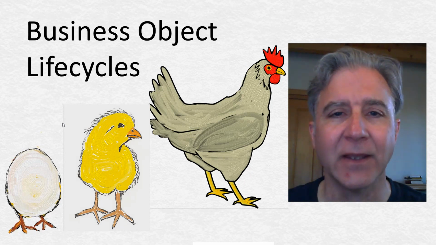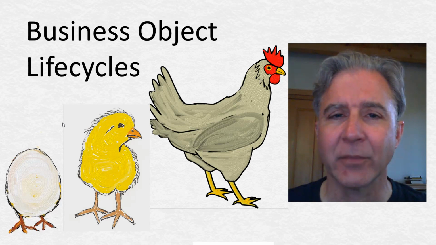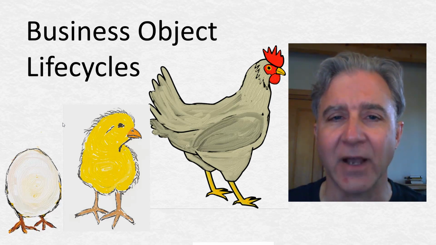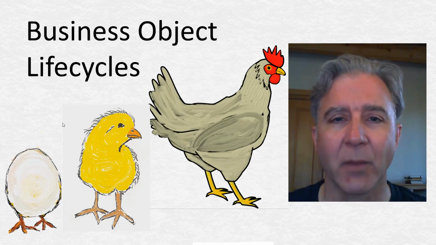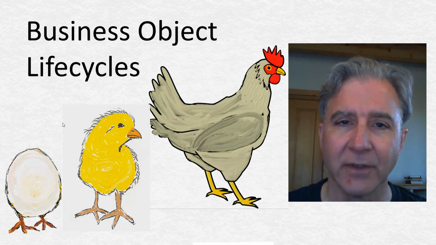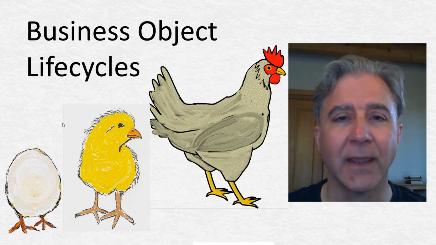I'm John, and today I'm continuing my thoughts on business objects. Today I'd like to talk about the architectural considerations of dealing with business object life cycles. As I mentioned earlier, business objects represent real things that are important to your business. For example, contracts, orders, any sorts of goods or services.